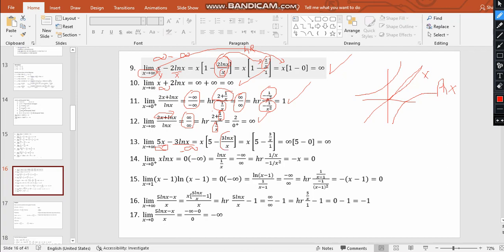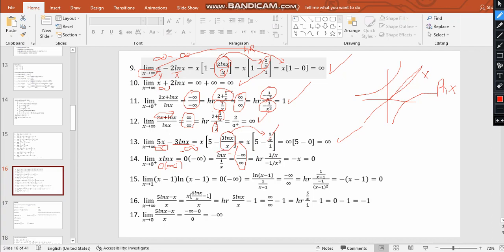Here you have infinity over infinity. You do L'Hospital's rule, as you can see. A number over infinity is 0. So it is infinity. Here we have 0. We reach 0 times minus infinity. We need to do L'Hospital's rule. So here you keep ln up, and you take x down, 1 over x. So now we apply L'Hospital's rule. Why? Because here you have minus infinity, and a number over 0 is infinity.